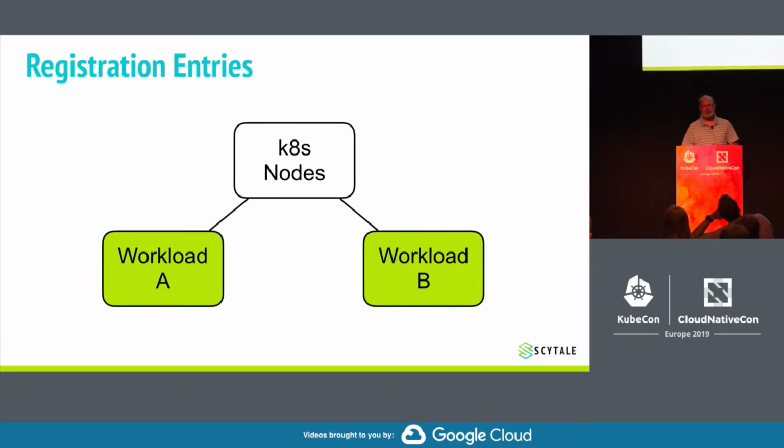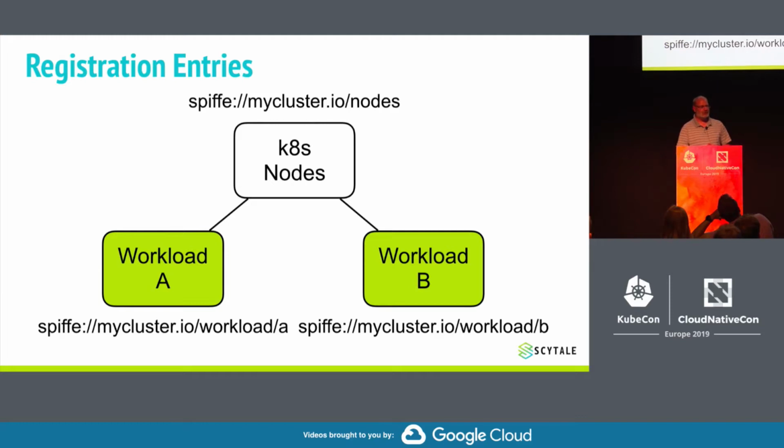So let's take a really simple example of 2 workloads, and we know that those workloads are going to be part of this set of nodes. The next thing we'll do is map that into our SPIFFE namespace. So we'll create something called mycluster.io/nodes. That will represent all of the nodes that the workload will be running on. And then for each of the workloads, we have mycluster.io/workload/A and workload/B. So that creates our hierarchy and our groupings.